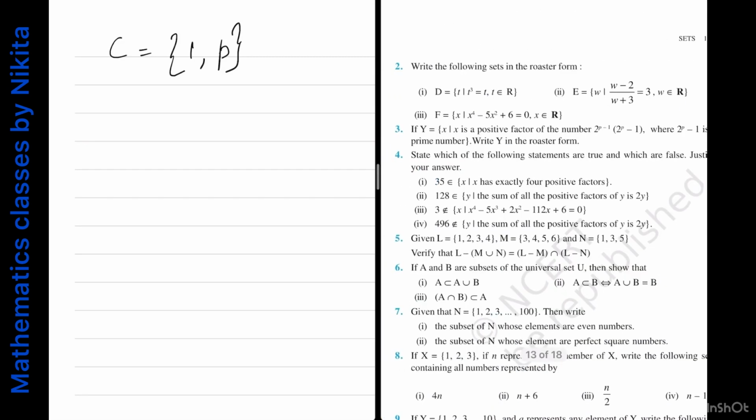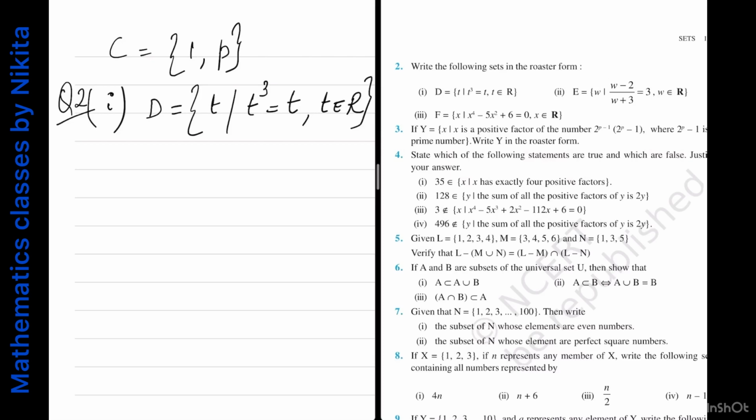Now let's see the second question. You have to write the following set in roster form. Okay, so question number 2, first part. It is given that D is equal to all those t such that t cube is equal to t, where t is coming from the set of real numbers. Now you can see that in this equation the highest degree of t is 3. So it will have 3 solutions.